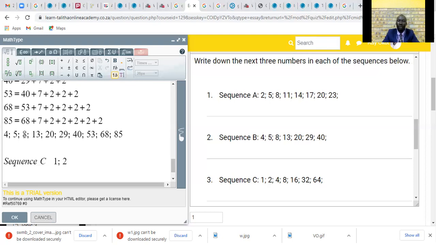Then after 2, we have a what? We have a 4. Then after 4, we have a what? We have 8. After 8, we have 16. After 16, we have what? 32. After 32, we have 64. The question is, how do we get the next 3 terms?